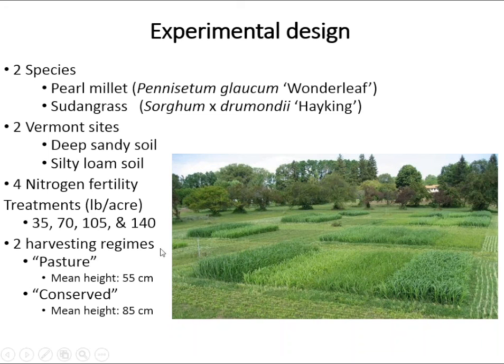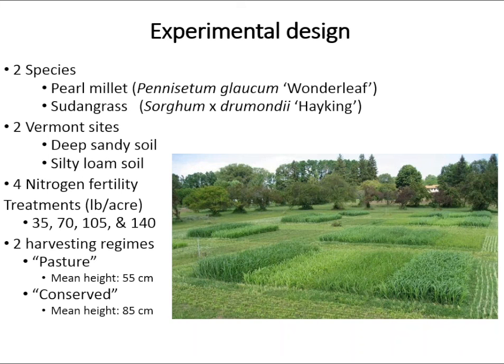And these fertility treatments were also repeated after the first cutting. So, 140 pounds of nitrogen per acre and then doing it again before the second cutting, clearly that's not what I'm recommending. It's just for research purposes, to see what effects we're having on these species and the forage fatty acid contents of them. And I did 2 harvest regimes.